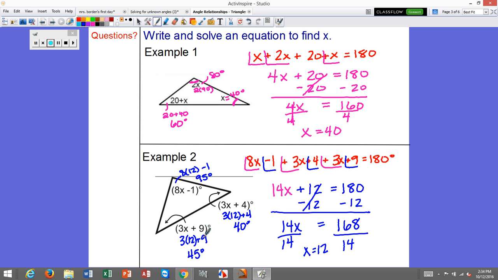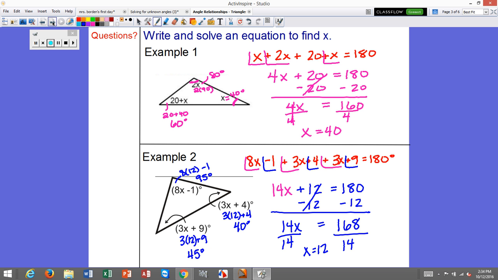We can always double check our math by making sure all 3 degrees equal 180. So if we add 45 plus 40, we get 85, and 85 plus 95 we know equals 180. So we did check that all 3 together equal 180.